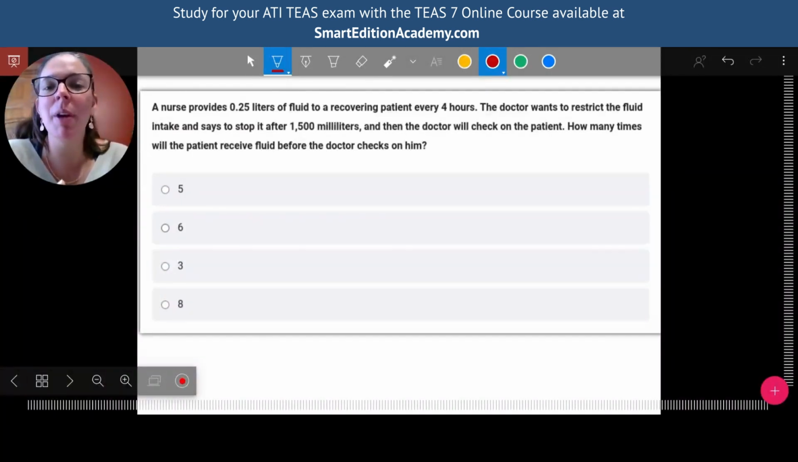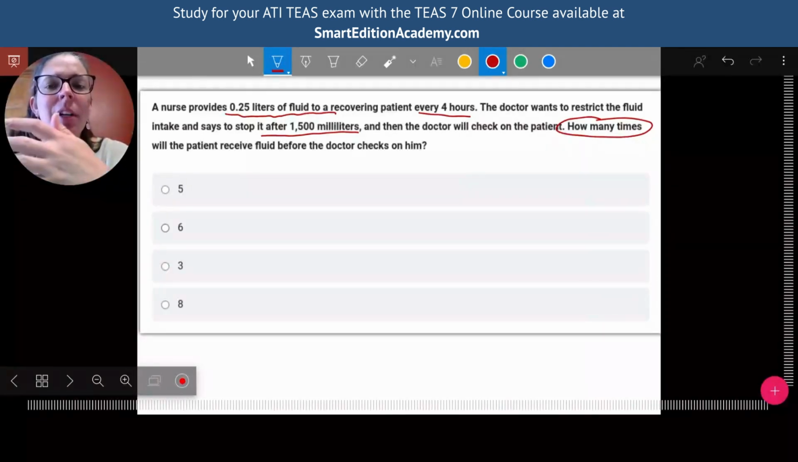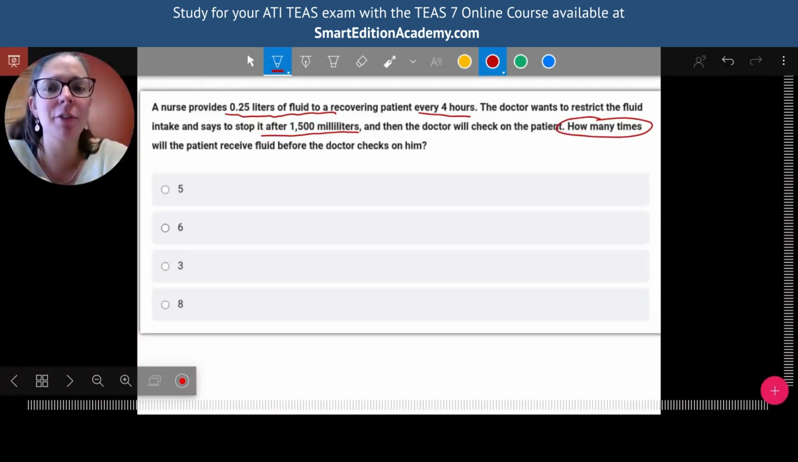So for me, word problems like this just feel kind of wordy. It's a lot of information. I'm going to go through, do my close reading, and figure out what they're asking me. So 0.25 liters of fluid every 4 hours. The doctor wants to restrict the fluid intake and stop it after we get to 1,500 milliliters. How many times will they receive fluid? So we have 0.25 liters of fluid that we want to give to a patient until they get to 1,500 milliliters. The 4 hours is actually kind of irrelevant here. This is just extra information they threw at you that we don't really need.